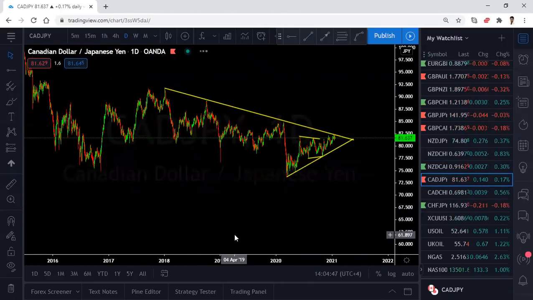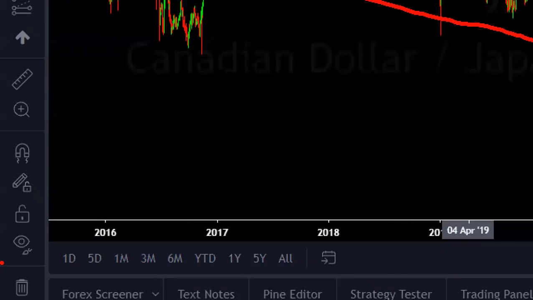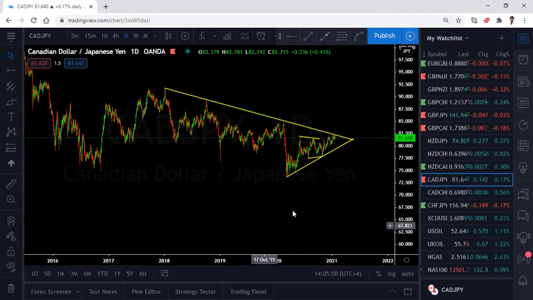Now CAD yen has this possibility. I think we're going to drop back to test this low. As of now, we might get a pattern like this, and then we're going to go up. That's the thought process right now because of the way it's behaving.